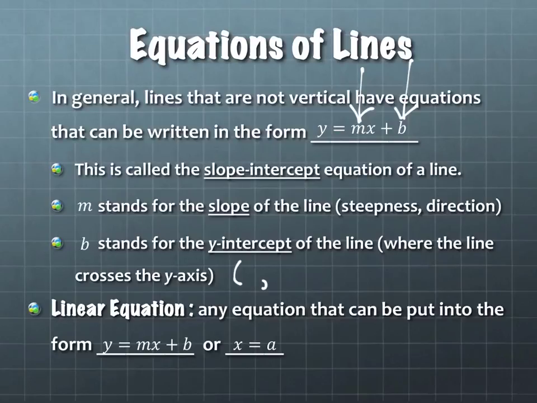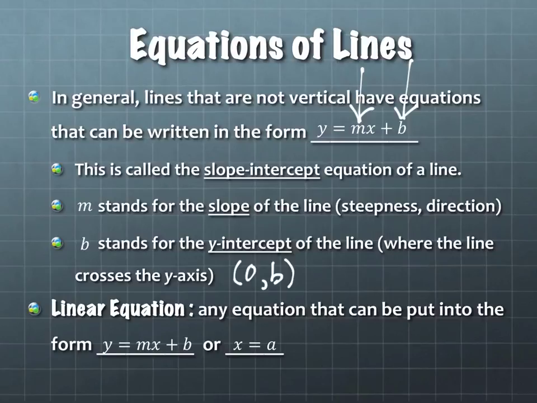B stands for the y-intercept, but whenever we're actually finding a y-intercept, I do want you to understand that it's just the y-coordinate of the y-intercept. The x-coordinate is 0. So a y-intercept is actually an ordered pair point, (0, b). Okay, but the b in the equation is what's identifying that. And then a linear equation is any equation that can be put into the form y = mx + b or x = a. So we have to include the horizontal or the vertical line in there as well.